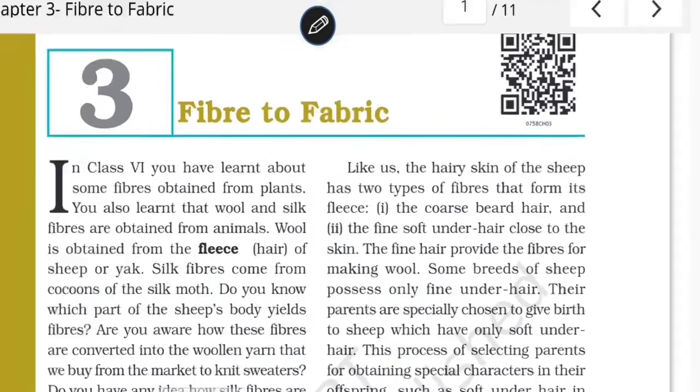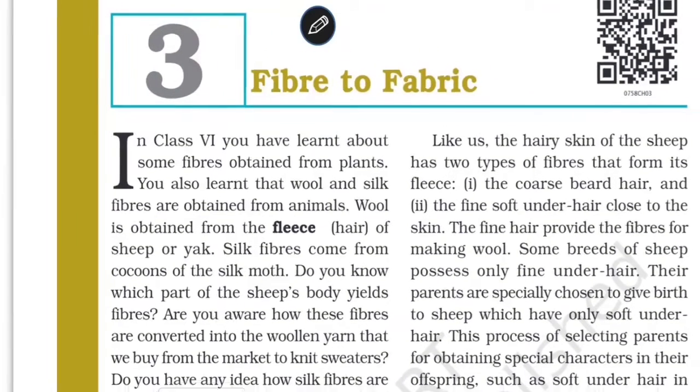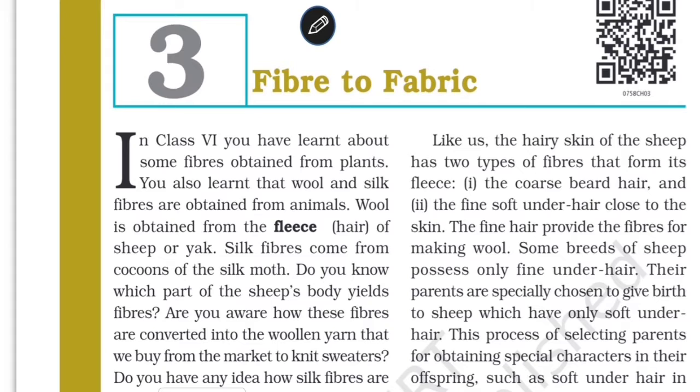So in our last video we have studied the different sources of fibers. It may be plant fibers or animal fibers. So we can get fibers either from plants or from animals, or it may be synthetic. Some of the plant fibers were cotton fiber and jute fiber, and some of the animal fibers were wool and silk.